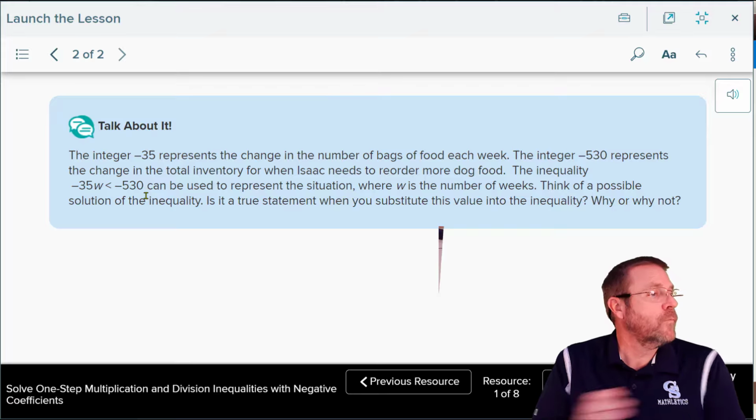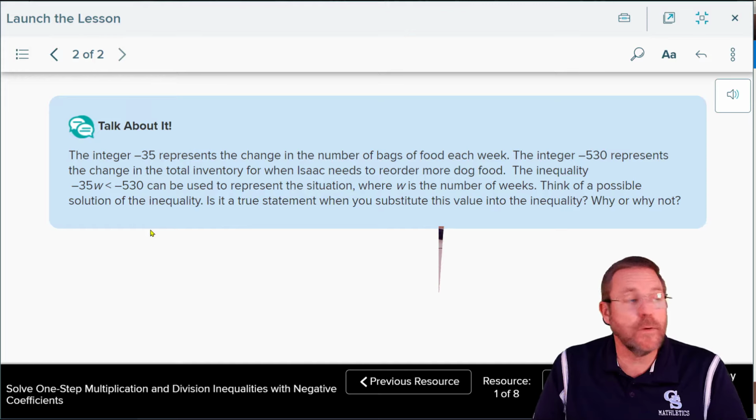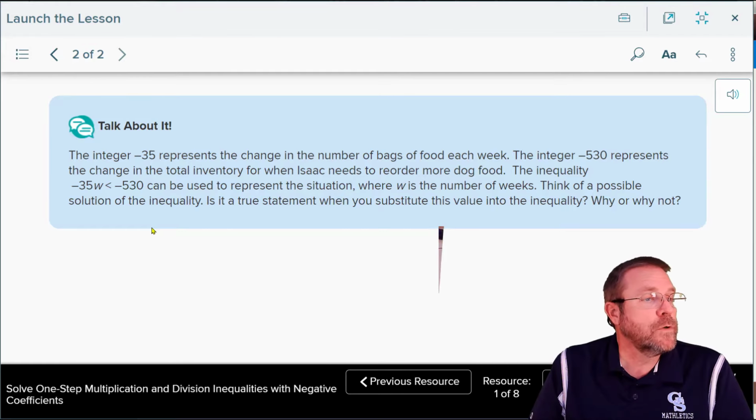From here, the integer negative 35 represents the change in the number of bags of food each week. The integer negative 530 represents the change in the total inventory when Isaac needs to reorder more dog food. The inequality negative 35w is less than negative 530 can be used to represent the situation, where w is going to be the number of weeks.